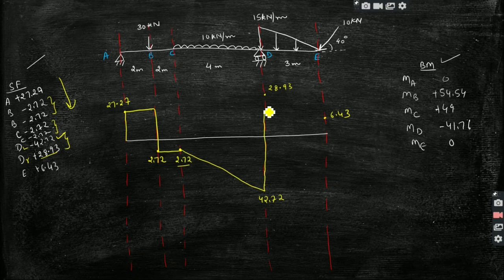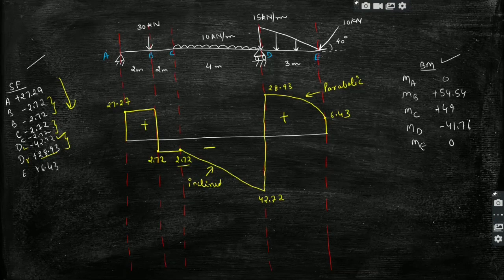Okay, and at E we have a UVL. So for UVL, while we are drawing the shear force diagram, we use a parabolic curve. So this will be somewhat curved. So we can write it, this is parabolic and this is inclined. So this is the shear force diagram. So these are positive values and these are negative. Now this was shear force. I will mention here that this is a shear force diagram.